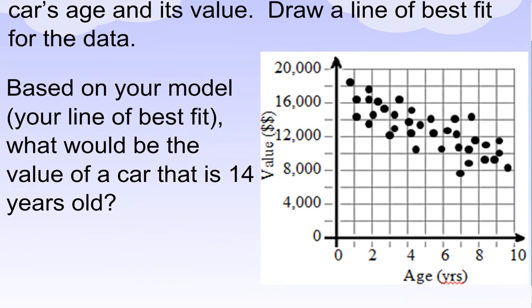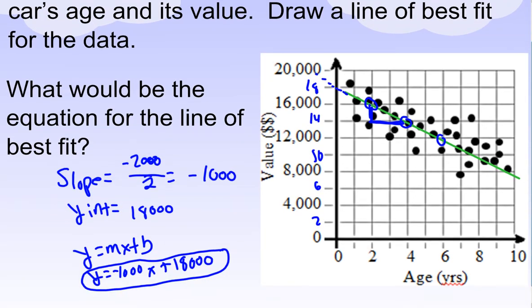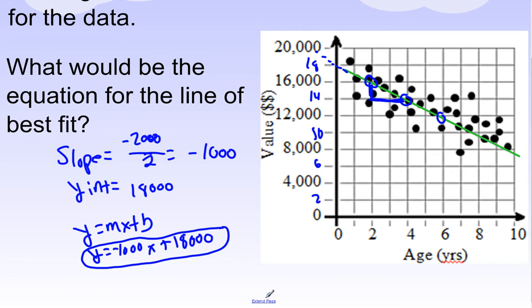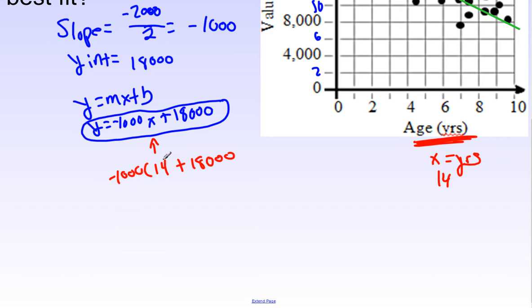So based on your model, which is what we had just the last page, I'm going to flip back to it here. What would be the value of a car that is 14 years old? Again, we can't predict 14 from the graph because it doesn't go out that far. It would be way off the screen. So based off the model, which is our line or our equation, I can make that prediction because our x value is our years. If I plug in 14 years for the x, that would be a prediction of the value of a car that is 14 years old.